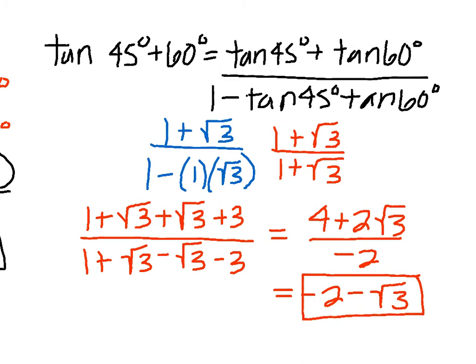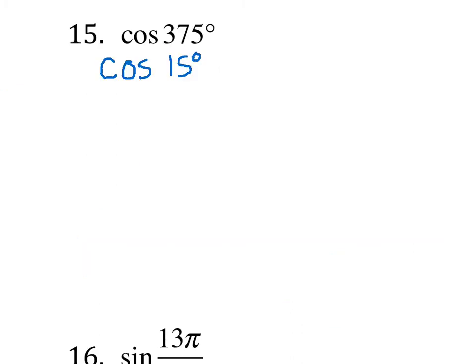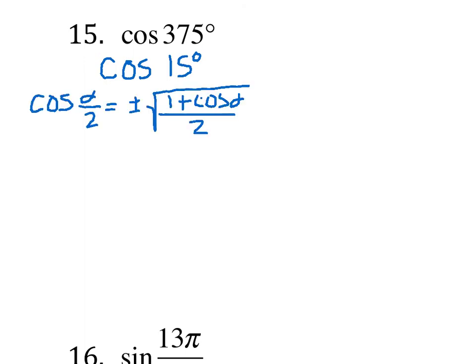the other method. So if we look at 15, I'm going to make this problem a lot easier by making it just 15 degrees, because I know 375 is more than 360, so if I subtract that, I end up with 15. Once again, I'm going to solve this using two different methods, so I'm going to start by using our half angle formula. So there's our half angle formula, and remember, this plus or minus depends on what quadrant this original angle is in.